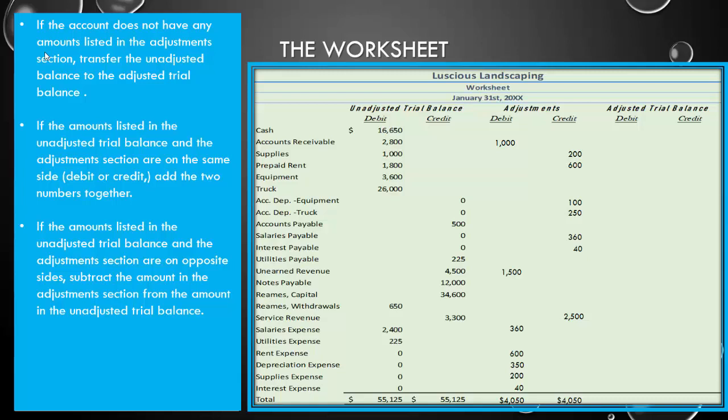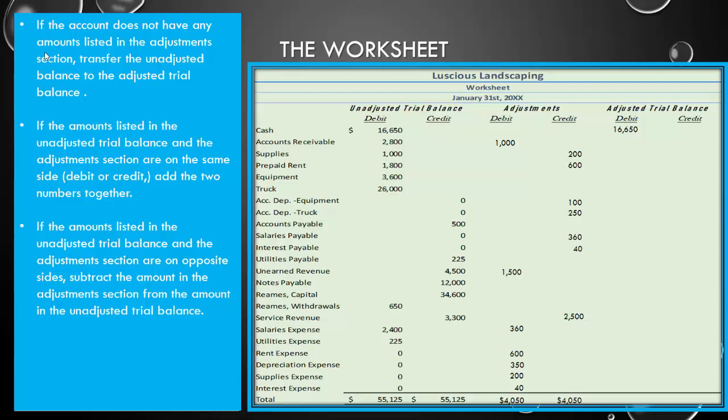Cash had a debit balance of $16,650. Nothing happened in our adjustments to cash, which means we can simply carry that number over to our adjusted trial balance. So let's move that $16,650 of cash right over from our unadjusted balance to our adjusted balance. Accounts receivable had a $2,800 debit balance in the unadjusted trial balance.